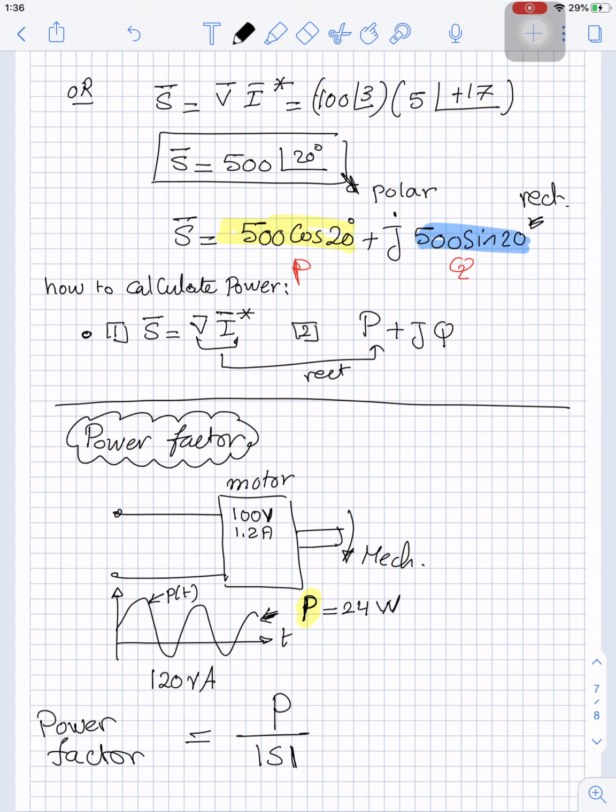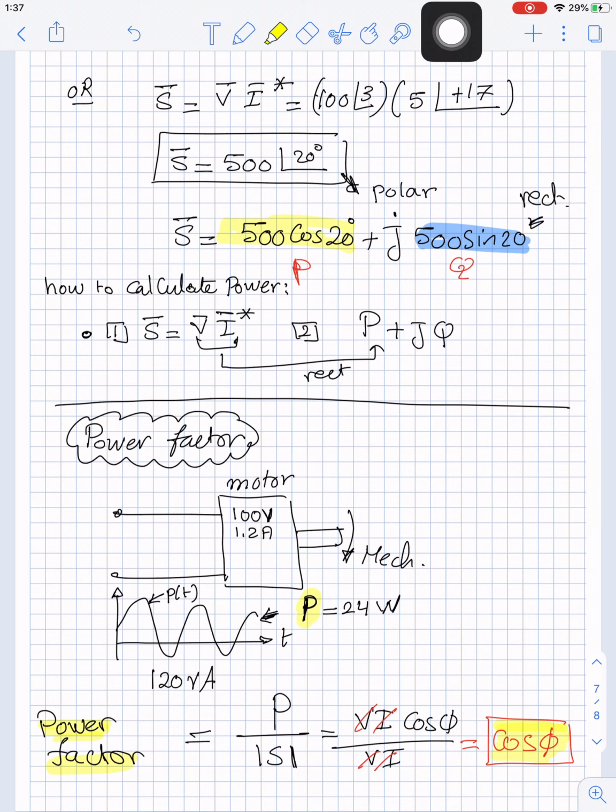So the power factor equals P over S. P is V I cos phi, and magnitude S is V I. So V I cancels V I, and the power factor is actually cos phi. This is one of the important equations we have: the power factor equals cos phi. I will stop the lecture here, and we will continue in the second part of the lecture.